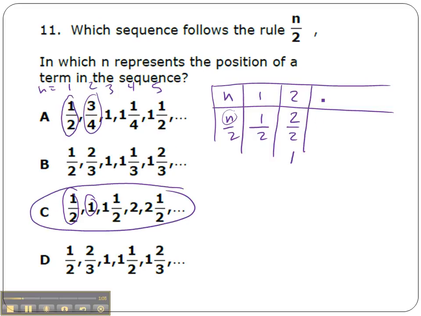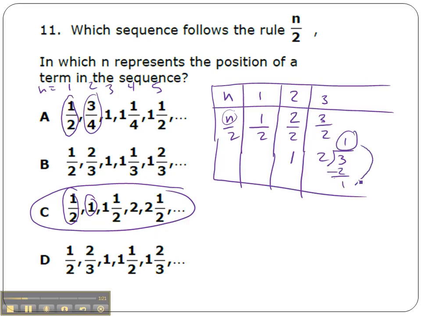Let's try 3 just to make sure. N equals 3. 3 over 2. 3 divided by 2. 1 and 1/2 is a mixed number. And that does match the third term in sequence C.